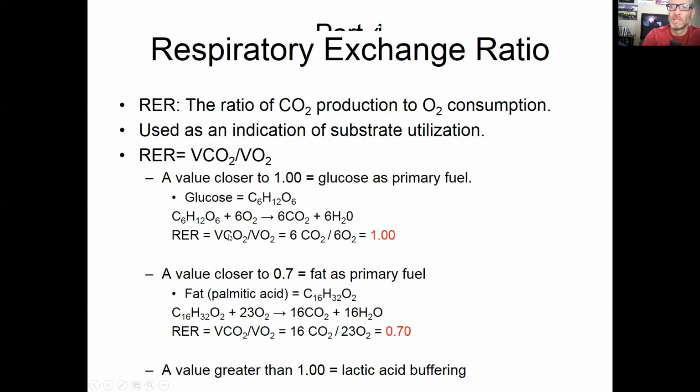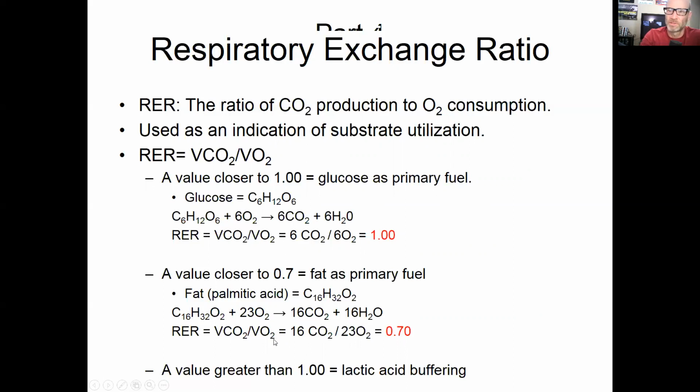So RER is the ratio of carbon dioxide exhaled to oxygen inhaled. Six to six, that's an RER of 1. Now, if we use fat as the primary fuel, here's just an example of a fat with that chemical breakdown. We would need 23 units of oxygen, and we yield only 16 units of carbon dioxide, and this is exhaled.